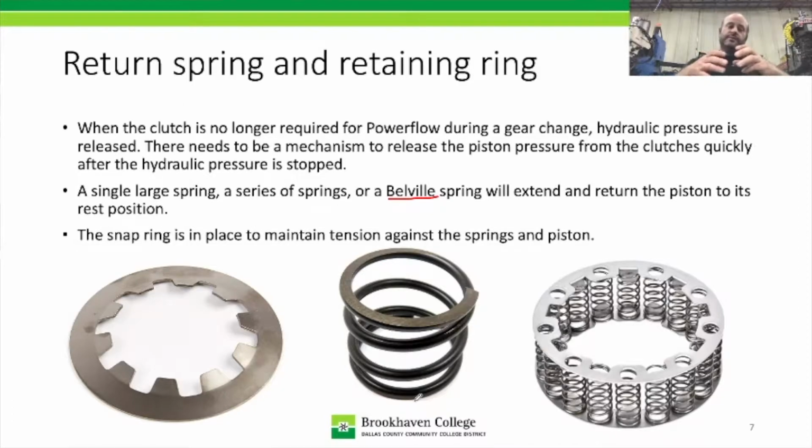When the piston's hydraulic application pressure disappears, the piston's return spring pushes the piston back down into its rest position, releasing the pressure from the clutch pack. And then the last thing is a set of parallel springs where all these springs are just working in unison to return the piston back down, just like the other two. So we have a Belleville spring, a single spring, and a parallel spring pack like that.